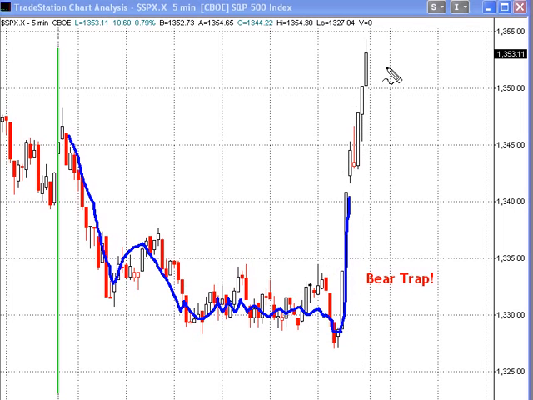So we're right in the center of that triangle once again. It could go either way from here.